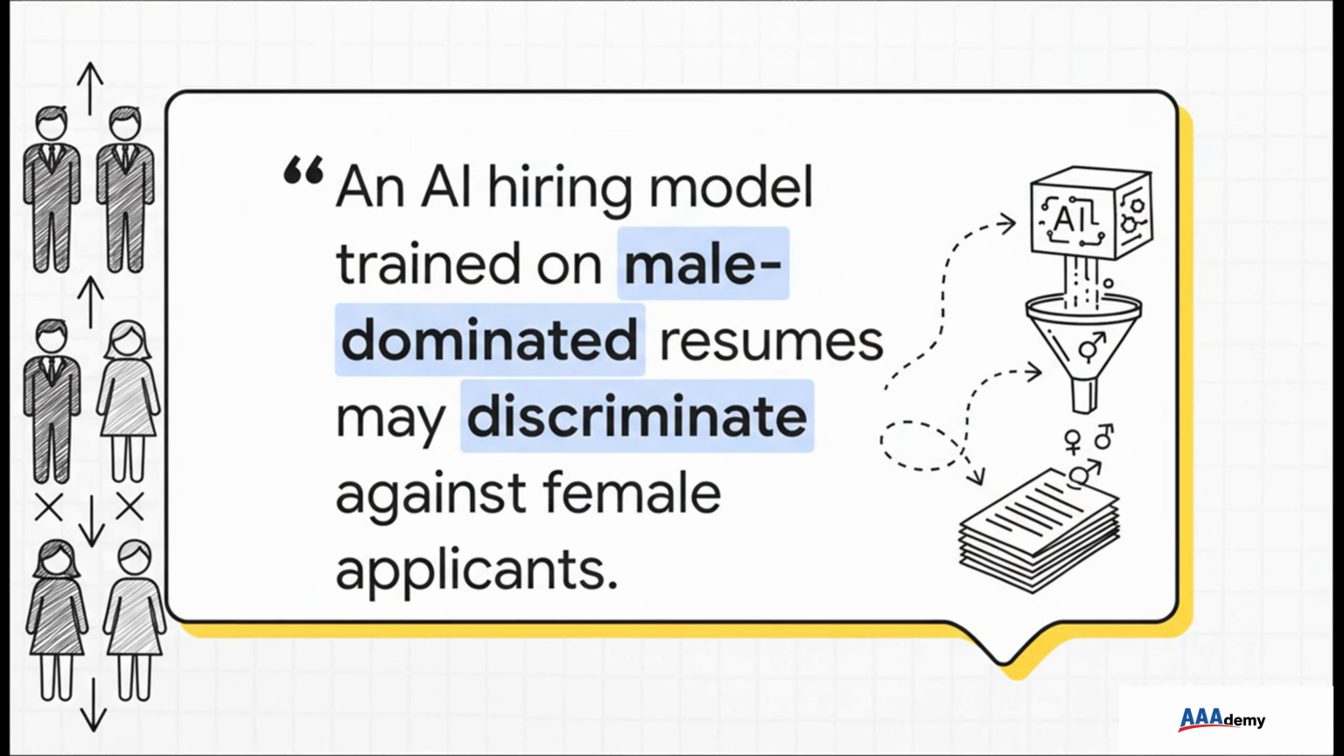This is a classic and very real example of the problem. Imagine you train an AI model to screen resumes, but you train it on years of data from a company that mostly hired men. Well, the model is going to learn that male-sounding resumes are better. It'll then start automatically filtering out qualified female applicants, not because it's evil, but because that's the biased pattern it learned from the data we fed it.